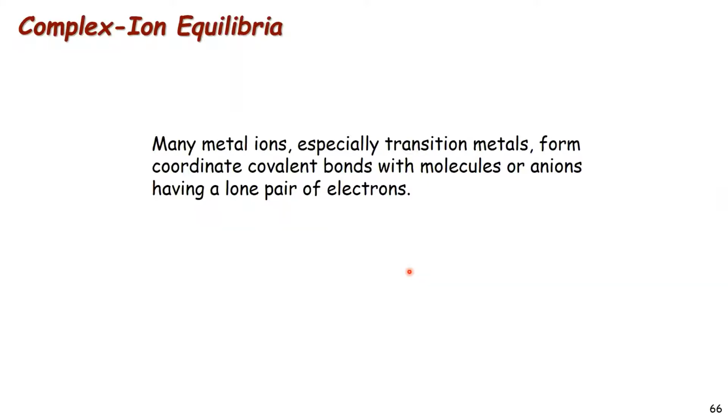And they do that by forming coordinate covalent bonds with either molecules or anions, which have lone pairs, okay? It should be molecules, cations, or anions, but it's usually anions. There's very few cations that'll do it.